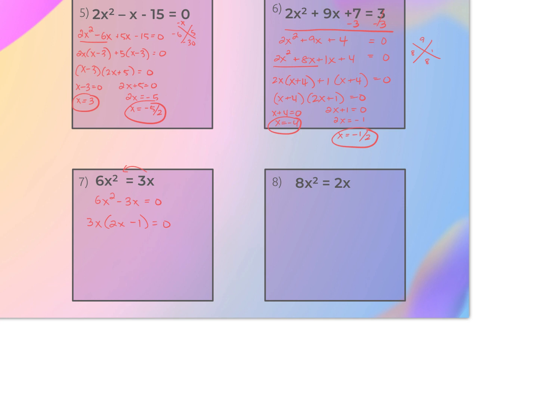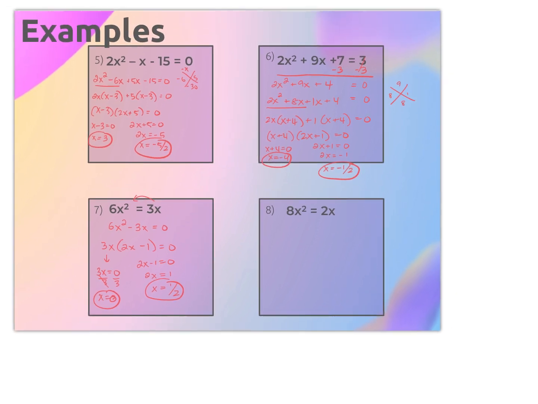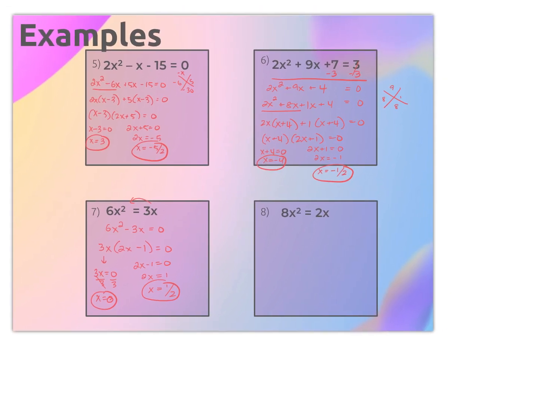And then we've got here, we set each one of these equal to 0. So 3x equals 0, which means x is 0. And then we've got 2x minus 1 equals 0, so 2x equals 1, and x equals a half. And again, there's my two solutions. So it becomes really easy and repetitive once you do enough problems, okay?